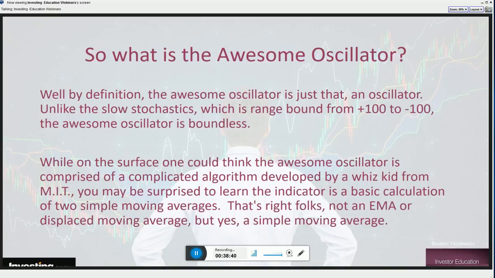Okay, and we can combine this awesome oscillator. It's gaining much more popularity, and it uses the combination of several oscillators to come up with a firm mathematical decision. While on the surface, one could think the awesome oscillator is comprised of a complex algorithm developed by a whiz kid from MIT, you may be surprised to learn the indicator is a basic calculation of two moving averages. That's right, folks. Not an EMA or a displaced moving average, but simple moving averages.